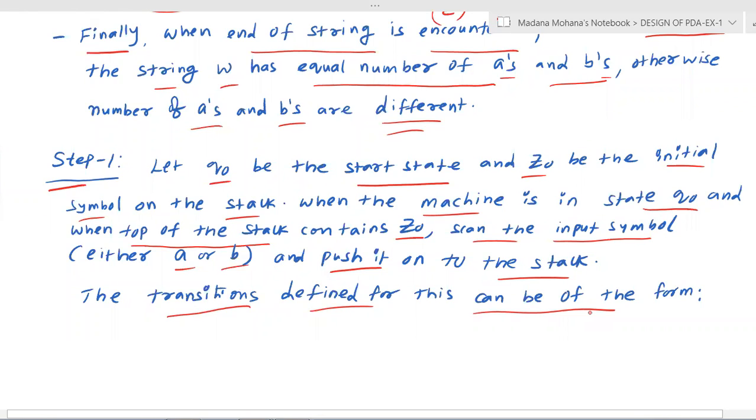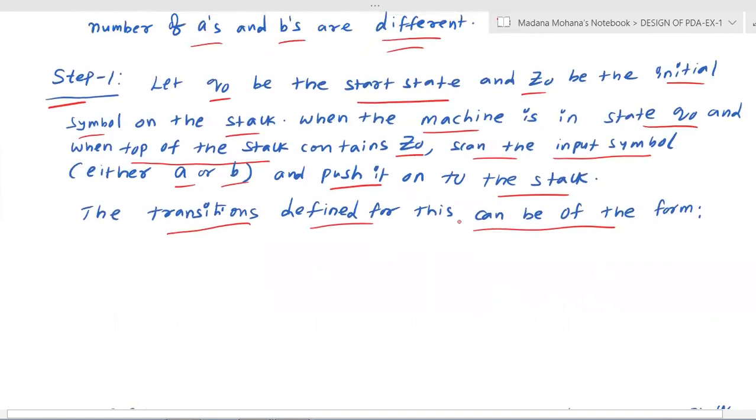Now what are the transitions? First let us see the diagrammatic representation. Case 1: the stack initially contains the start symbol Z0. If input is A, then you push A onto the stack. Case 2: same stack content, Z0 is the initial symbol. If input is B, then you push B onto the stack. So in case 1 we push A onto the stack, and in case 2 we push B onto the stack.